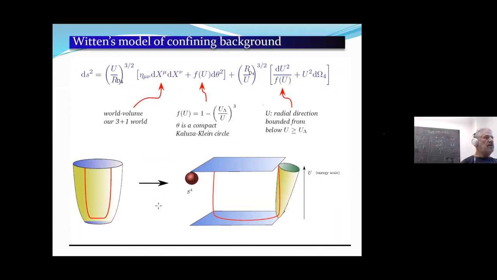Now, just to illustrate Witten's model, we have a 10-dimensional background with four flat directions and one compact space direction, which together with the holographic direction forms a cigar, and a U-dependent radius of an S4. And that has indeed a Wilson line that flattens down, and therefore it's linear with L, and it's confining.